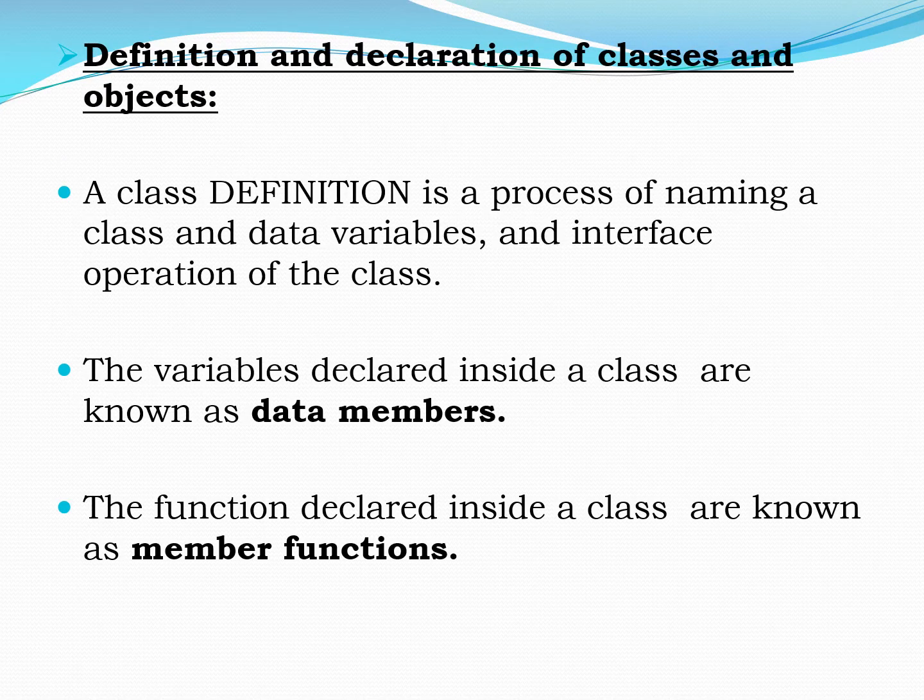Now, let us see what class definition and declaration of a class and objects are. Class definition is the process of naming a class, its data variables and the interface operations of the class. Class definition is required by the compiler to allocate storage space for declaring an entity. Majorly, the class definition is used to allocate storage space for the declaration of an entity.